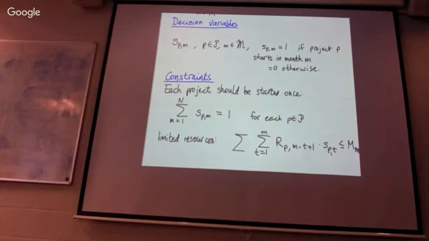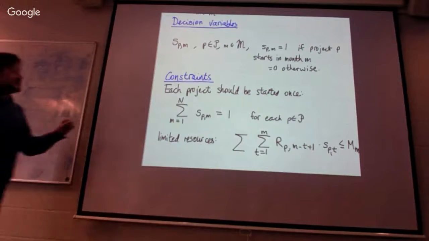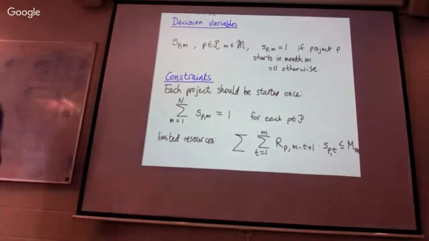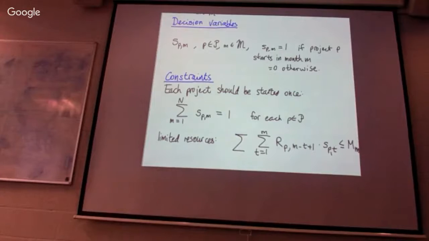So Taiba agrees that this is how much project P needs in month M. And if you have any questions, go to them. And what we need to do is just add them all up for all the projects. Okay? And then we have to say that this is a constraint for each M.